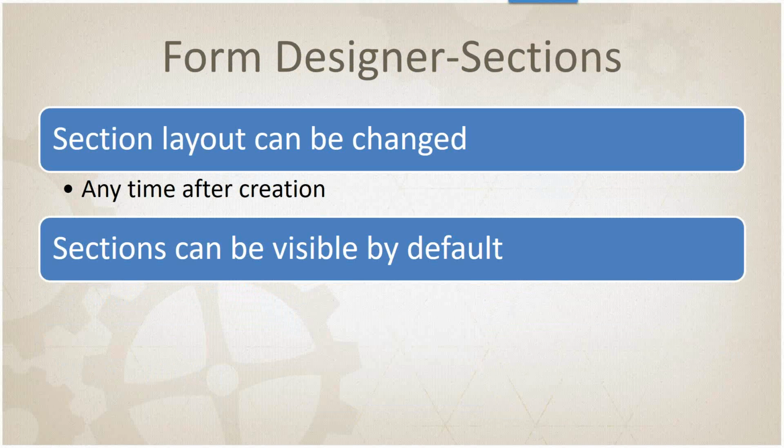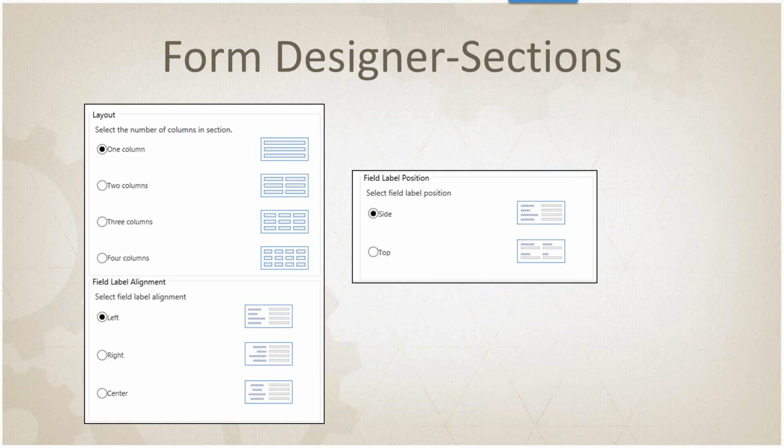Sections can be changed anytime after you create them. So if you don't like the way it looks, you can always modify it. Sections can also be visible by default if you wish. So we can have 1 through 4 columns. We can put the label on the left side, the right side, or center it, and we can put it on top of the field or to the left of the field, depending on your setting there. Default is top left for your field placement. We'll talk about that in a minute, why that matters.